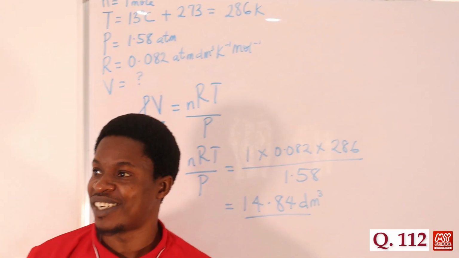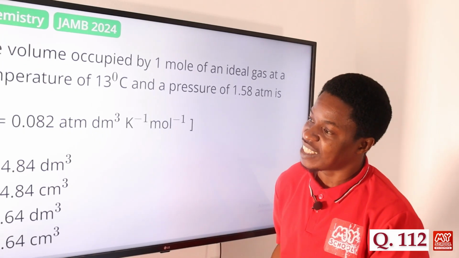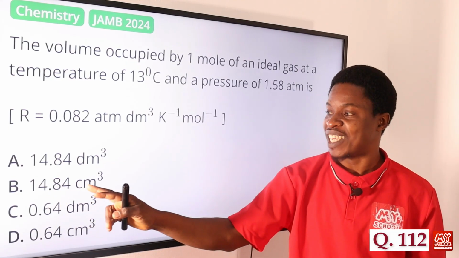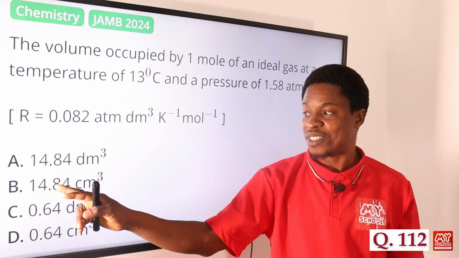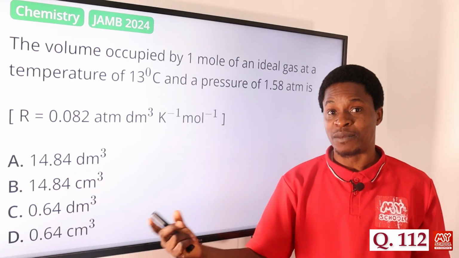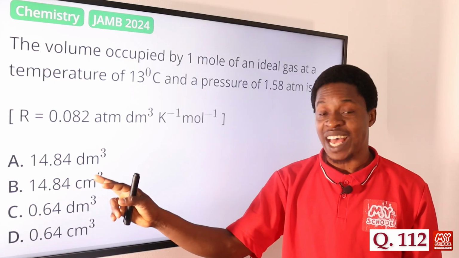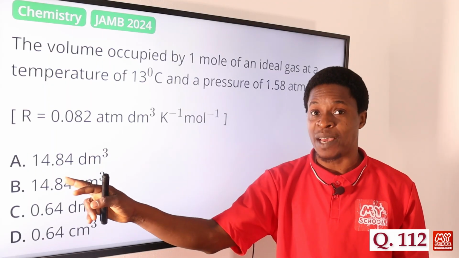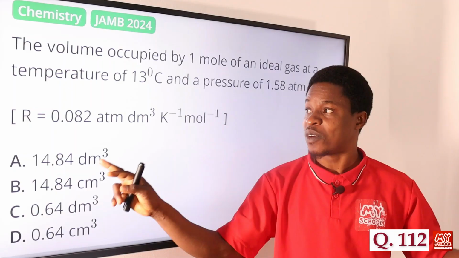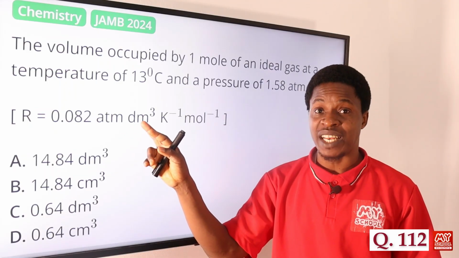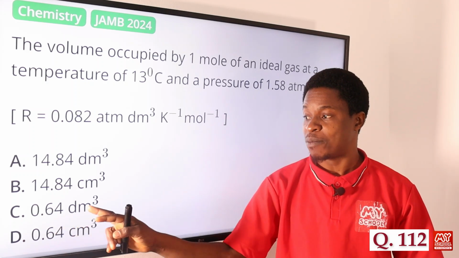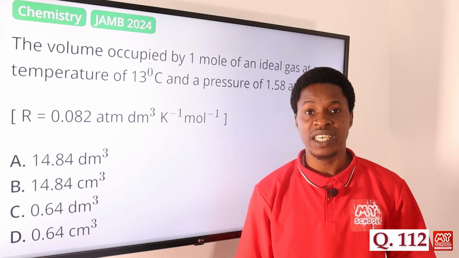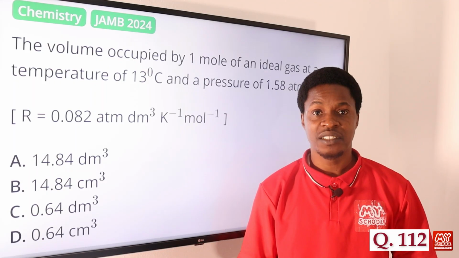So let's move on to the screen now and see what options we have. Option A says 14.84 dm cube. Option B says 14.84 cm cube. Some students will see this and think it's the same thing. They are not the same thing. You must be very observant because the units are different. This is dm cube while this is cm cube. Even though the numbers are the same, the unit is actually dm cube because the one in the constant is dm cube. Option C says 0.64 dm cube. So the correct answer from what we got is 14.84 dm cube. Option A is the correct answer.